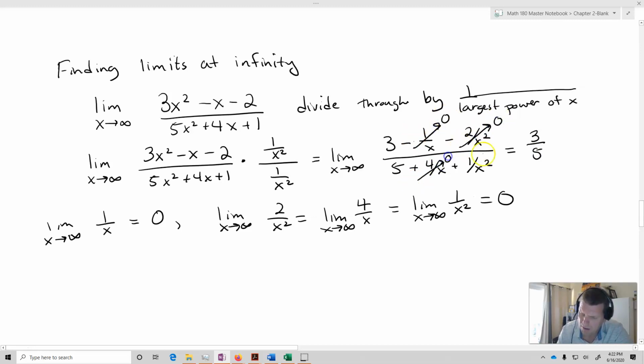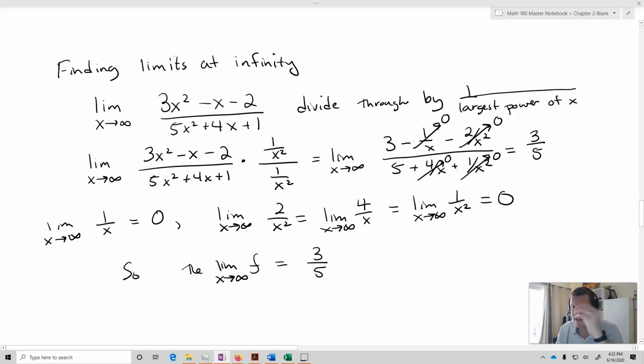This goes to 0, and this goes to 0. So all we're left with is 3 over 5. So that's the limit. The limit as x approaches infinity of our f here is going to equal 3 over 5.